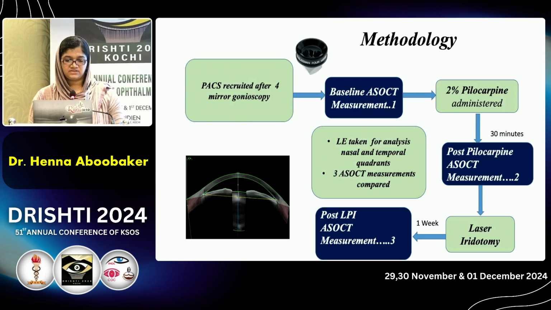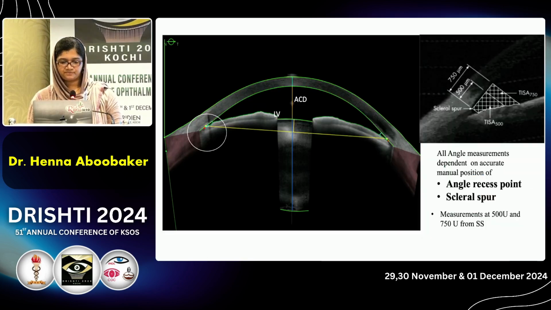PACS were recruited after 4-mirror gonioscopy by a single examiner, and 3 anterior segment OCTs were taken. Firstly, at baseline when the patient comes for laser PI, second after 30 minutes of pilocarpine administration, and the third after 1 week of laser iridotomy when the patient comes for review, and these 3 measurements were compared.